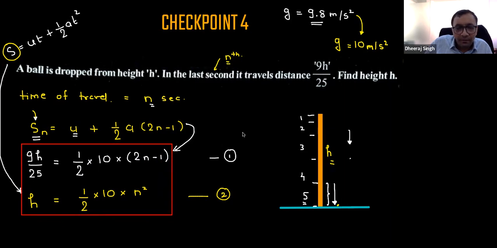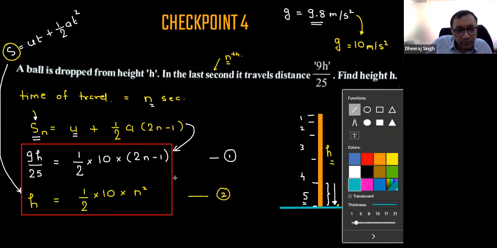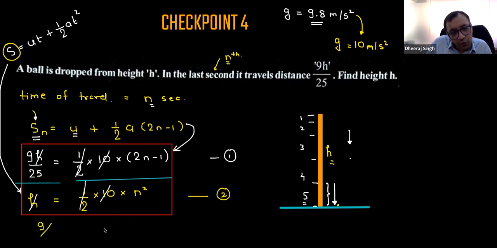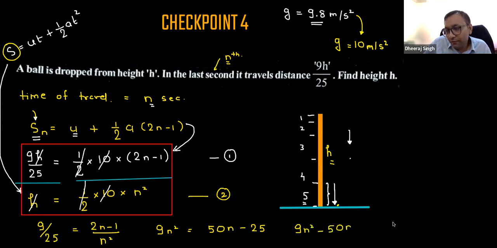I like to divide here. When I divide it, H is gone. Okay. So all of this is gone. I get a quadratic equation. All right. When you get a quadratic equation, it becomes easy to solve then. Okay. So 9 by 25 is equal to 2n minus 1 divided by n square. So 9n square is equal to 50n minus 25. Okay, so this quadratic equation will give you the value of n.